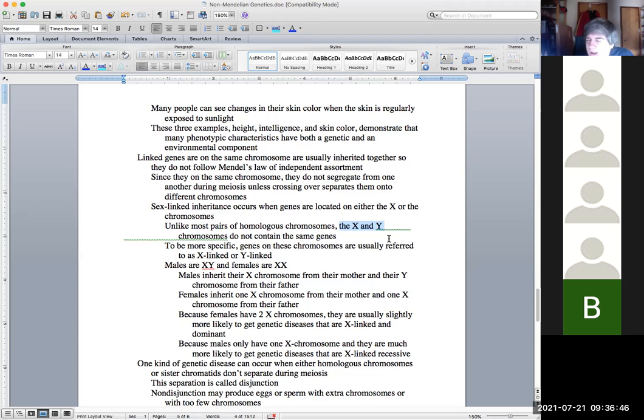But the X and the Y are different. The X and the Y don't have the same genes on them. So we don't generally have crossing over between them.